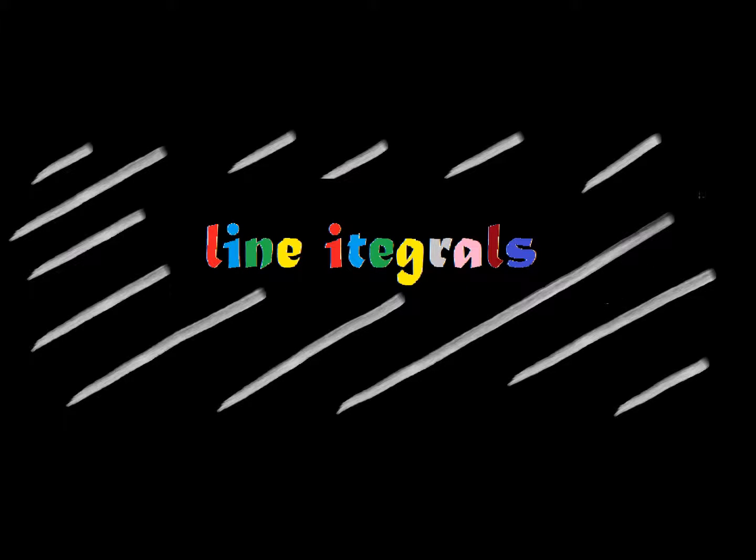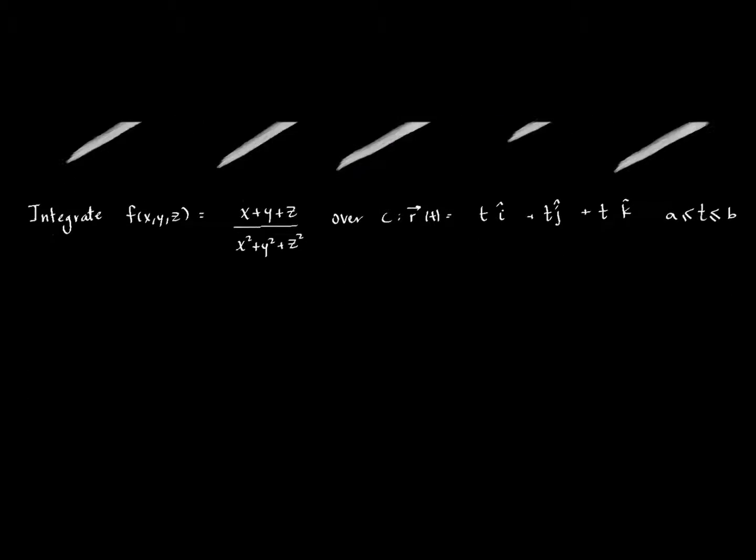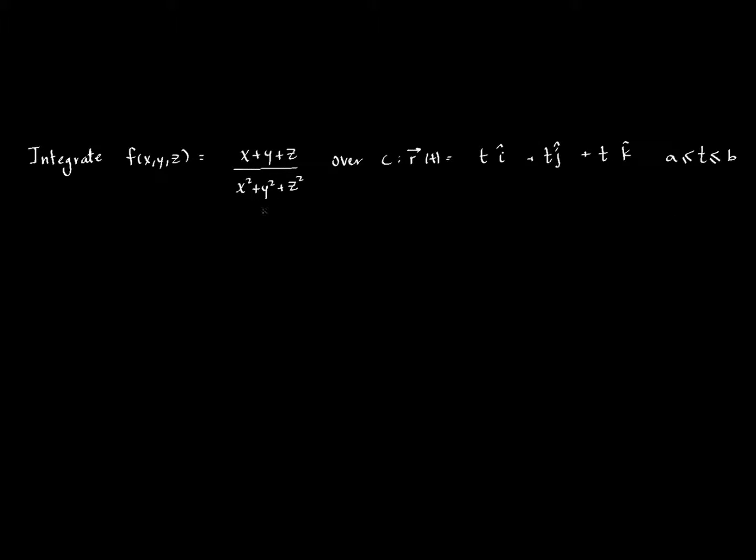So let's solve an example on line integrals. When I integrate the function (x + y + z) divided by (x squared + y squared + z squared) over the curve C, and we're given the parameterization of the curve, and we're also told that t ranges between a and b. If you take a look at this function here, you see it's a scalar function and not a vector field, therefore we know that this is going to be a ds type line integral.